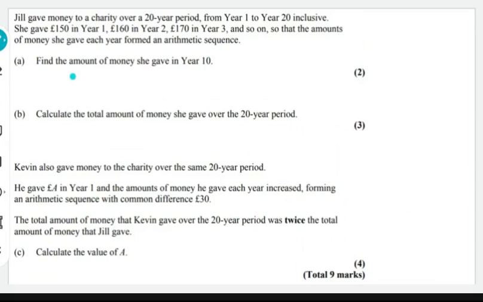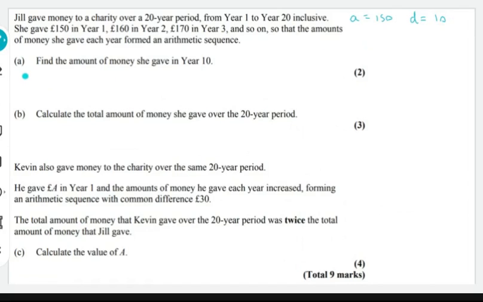So Jill gave money to a charity over a 20-year period from year one to year 20 inclusive. She gave £150 in year one, £160 in year two, £170 in year three, and so on. So in this part at least, A, our first term, is equal to 150, and D, our difference, is equal to positive 10.